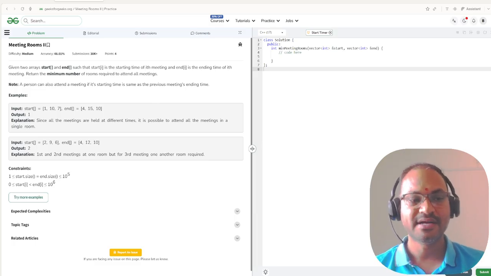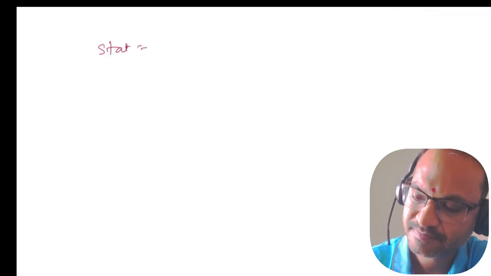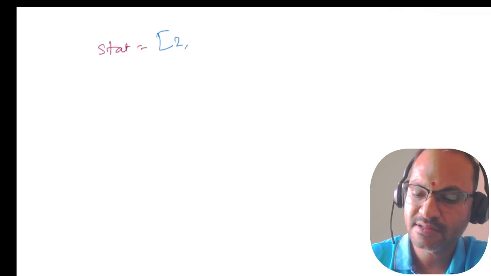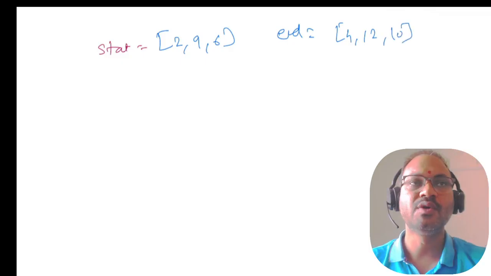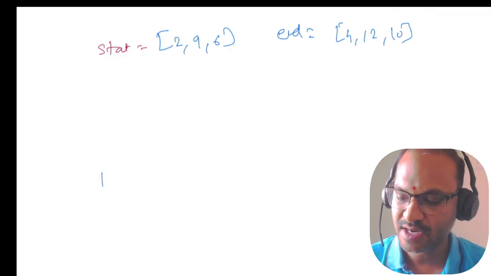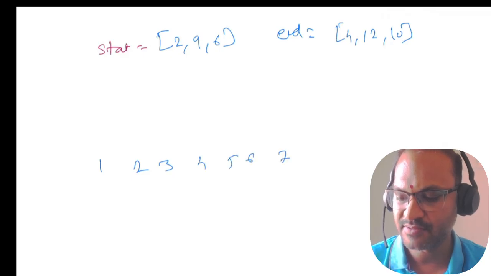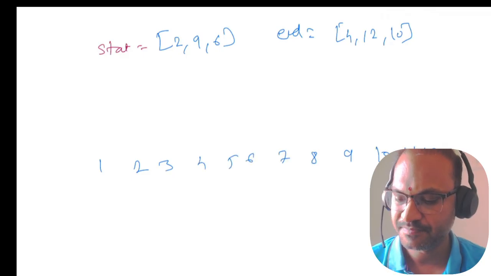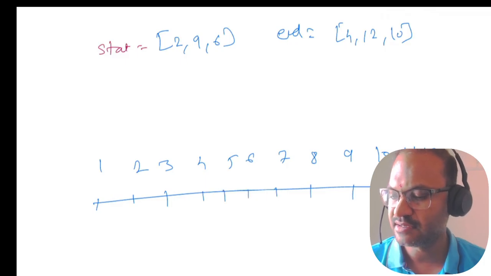Now let's try to understand the intuition behind this problem. We are given start and end. I will just try to write start: 2, 9, 6 and end: 4, 12 and 10. I will draw a number line so that you can understand. So this is 1, 2, 3, 4, 5, 6, 7, 8, 9, 10, 11 and 12.